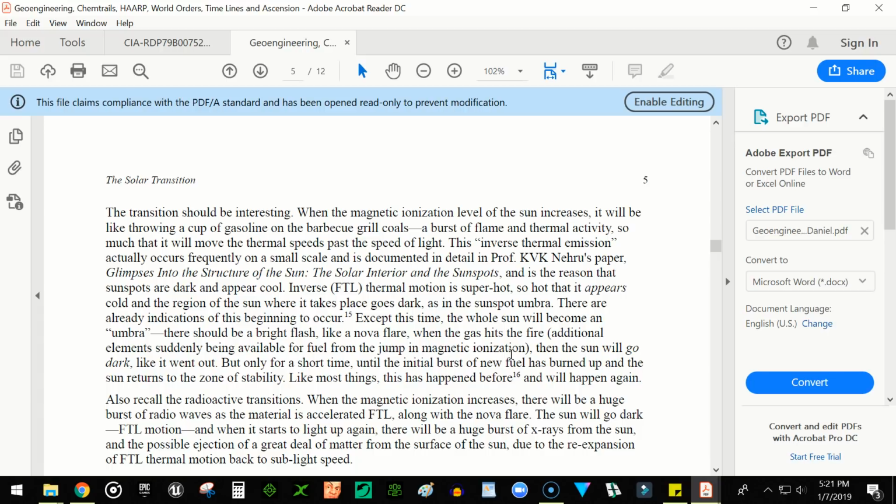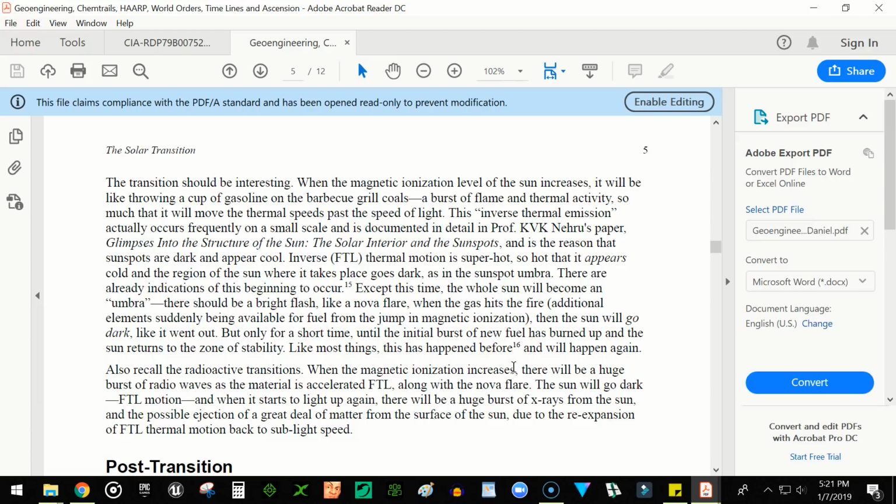Okay, what he's talking about is the periodic table of the elements, and in particular the transition metals, become available when the magnetic ionization goes to a certain level, and he explains that earlier in the paper. Then the sun will go dark, like it went out, but only for a short time until the initial burst of new fuel has burned up and the sun returns to the zone of stability. Like most things, this has happened before and will happen again.